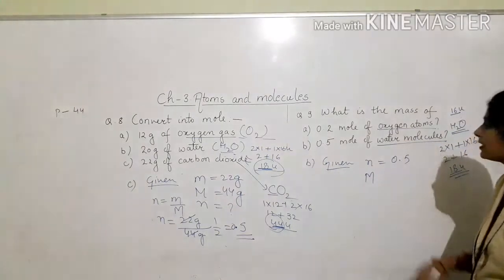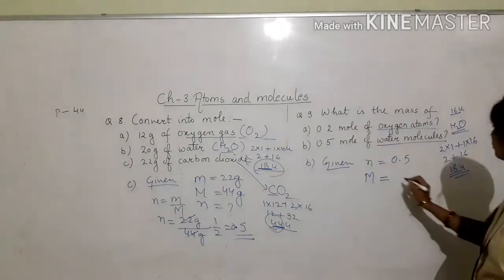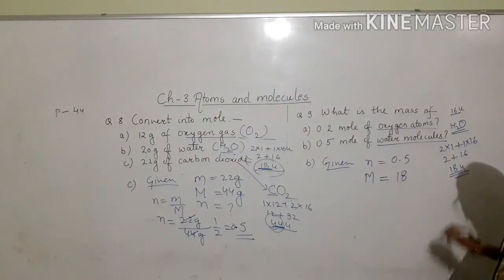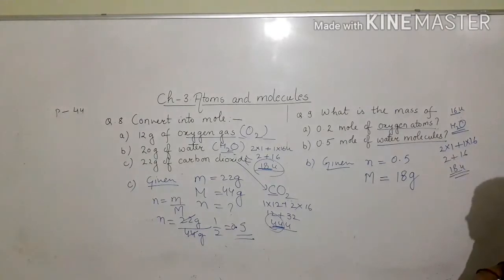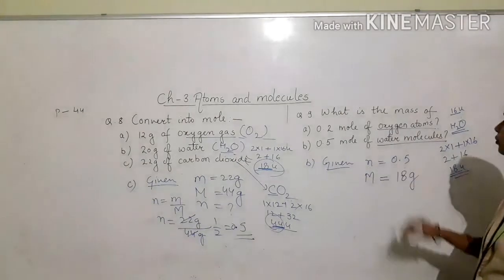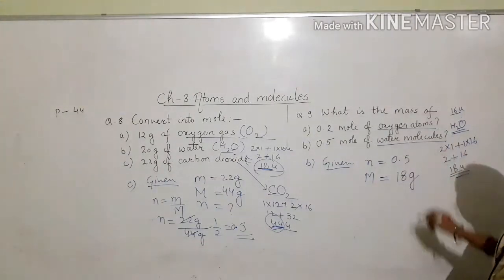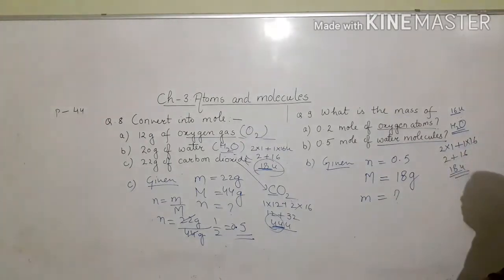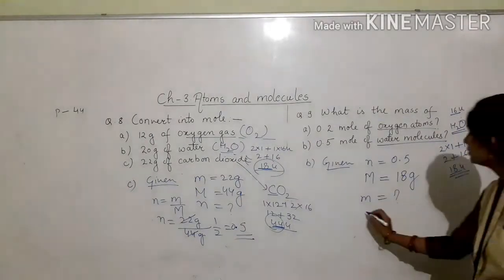So its molar mass, denoted with capital M, also has numerical value 18. Okay, in place of unit U, you will write unit gram. Okay, so number of moles is 0.5. Molar mass of water molecules is 18 gram. Now we have to calculate the mass of 0.5 mole of water molecules.